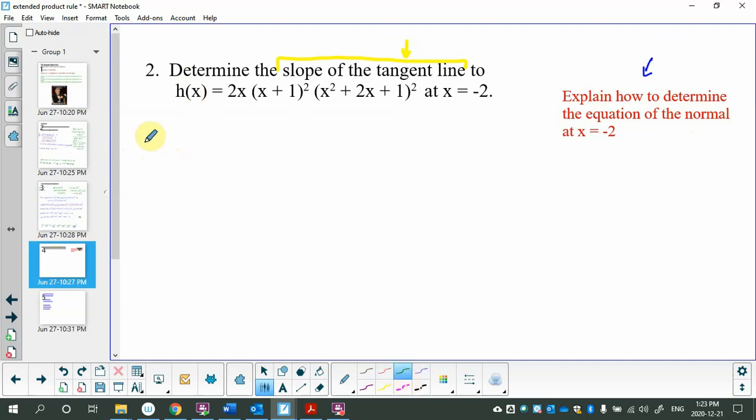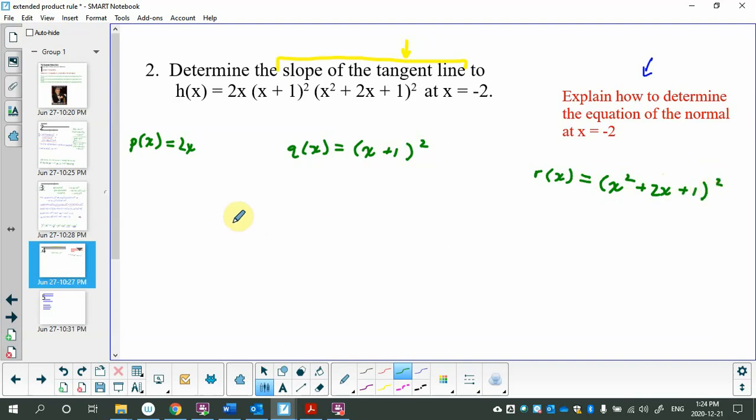So green pen. P at x is equal to 2x. Q at x is equal to x minus 1, x plus 1 squared. And R at x is equal to x squared plus 2x plus 1 all squared.